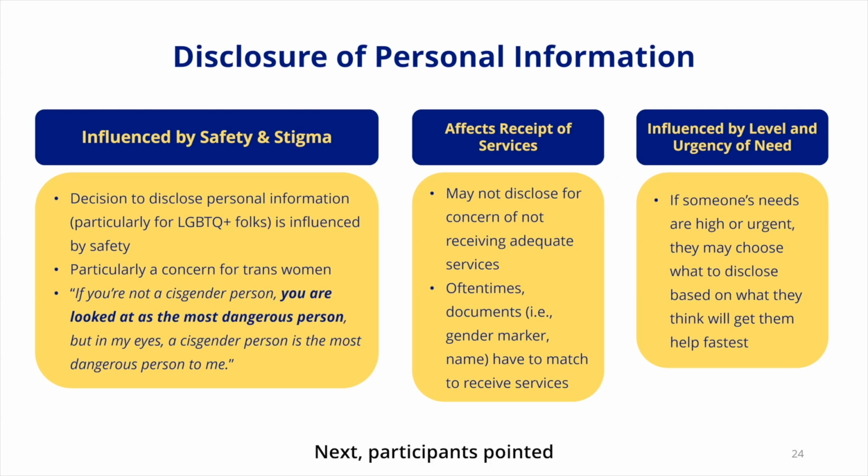Next, participants pointed out that disclosing information may depend on what services they're trying to receive, and they may choose what to disclose or not to disclose based on what may get them their needs met. An important consideration for transgender folks is that their documents must match. Remember how Erin was thinking that their gender marker still said male on all their documents? This may impact how Erin decides to report their gender identity for fear of their documents not matching their self-report and the impact this has on receiving services.